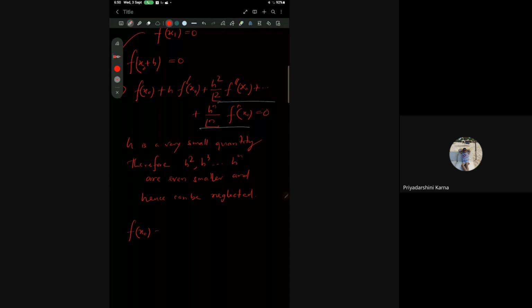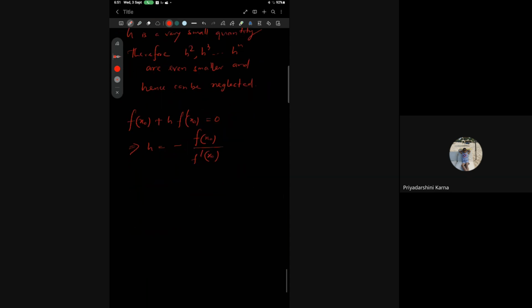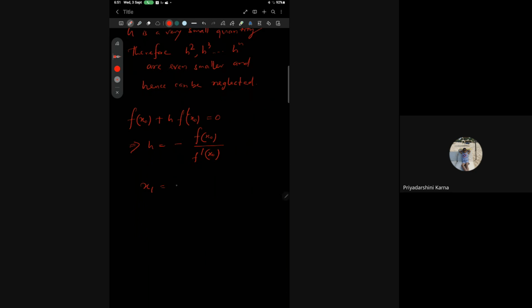f of x0 plus h f prime x0 is equal to 0. This implies h is equal to how much? Minus f of x0 by f prime x0, right? So what will be the value of x1 then? What is x1? x1 is equal to x0 plus h, which is basically, so this implies x1 is equal to x0 minus f of x0 by f prime x0.